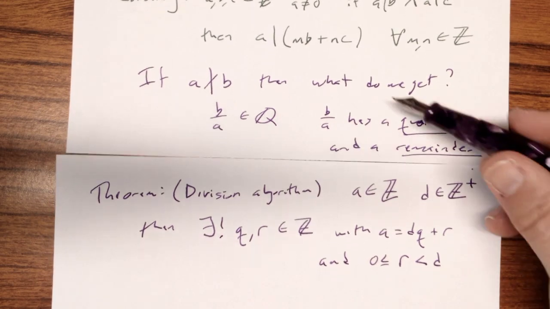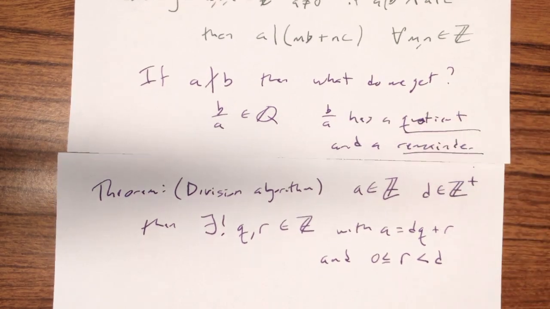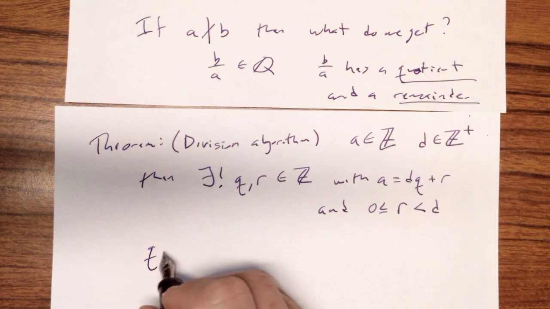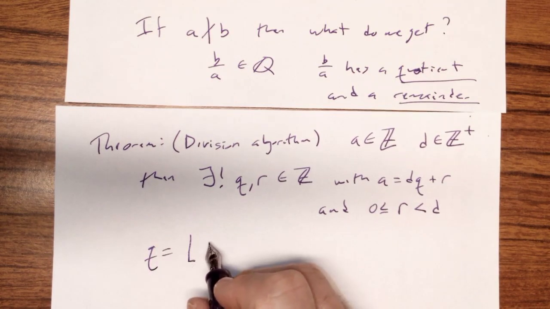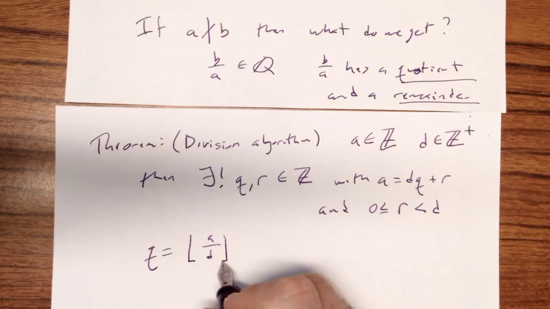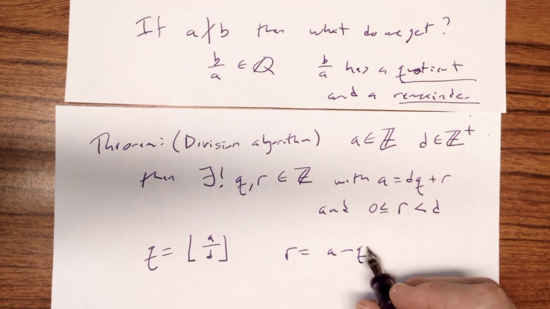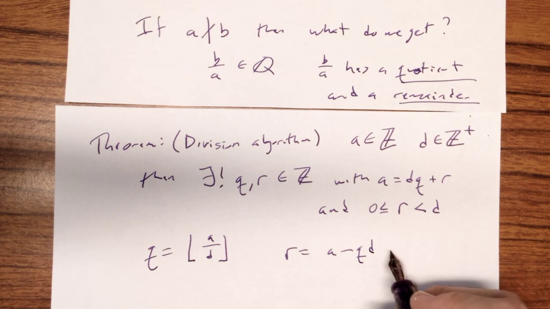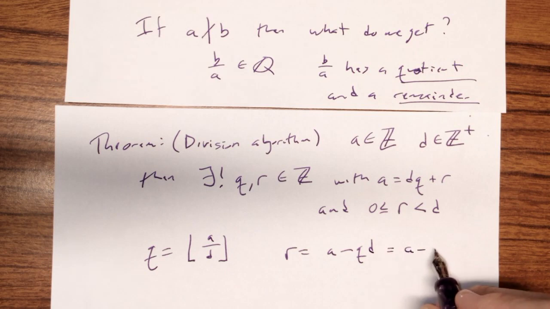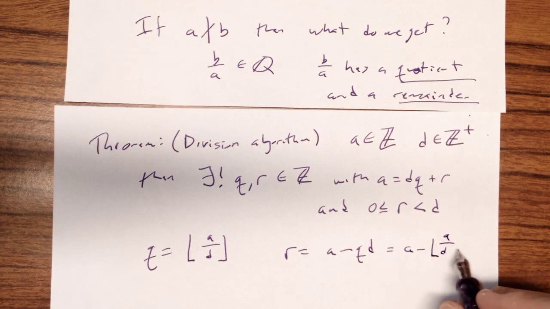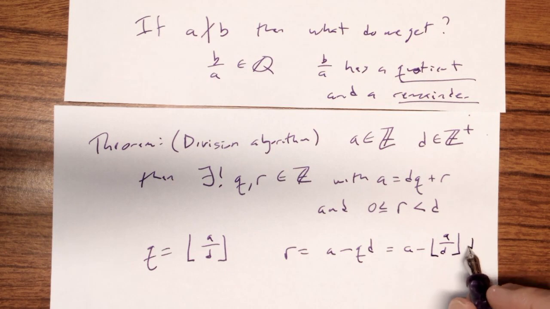Now, how does that deal with our division up here? Oh, q is the floor of a divided by d. We round down just like we did with the 50 and the 500. And the remainder is a minus q times d, or a minus d times the floor of a over d.